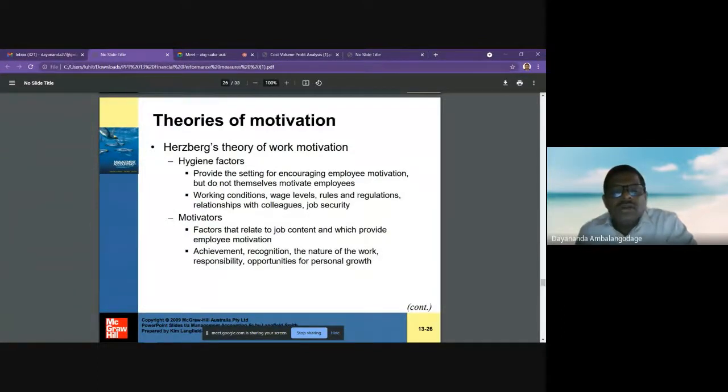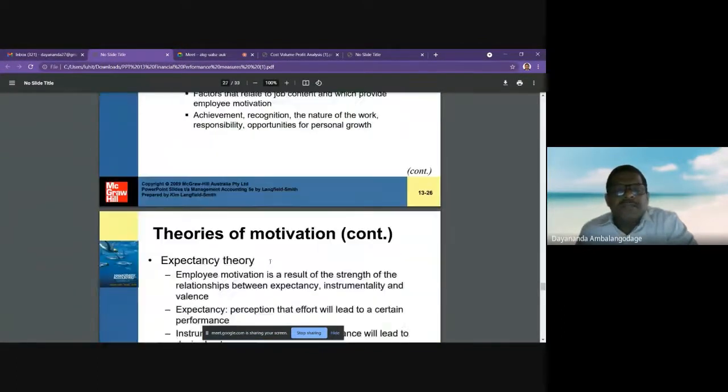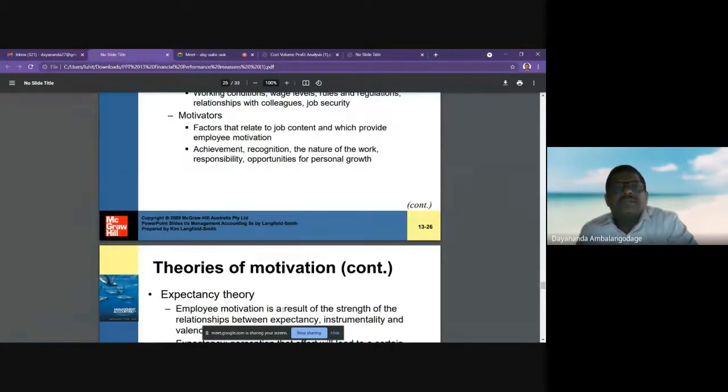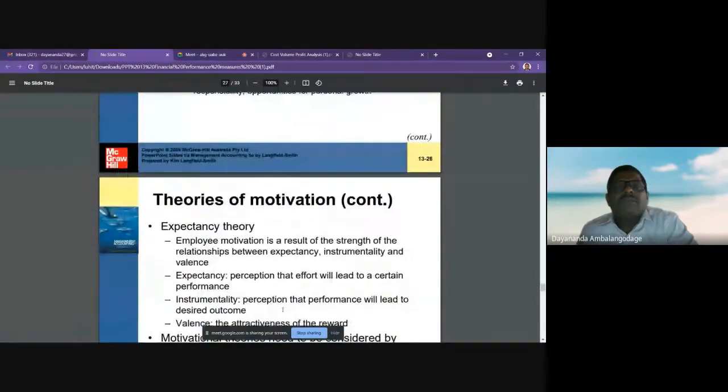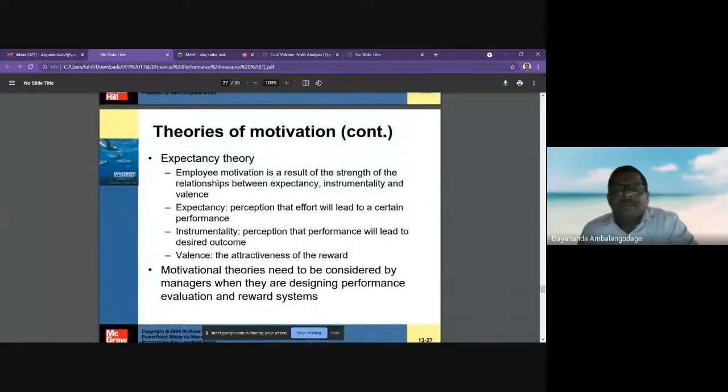Hello? Motivator factors. Then theories of motivation. I hope that you can hear me. Right. Theories of motivation factors. We will go to this sharing again. Okay.